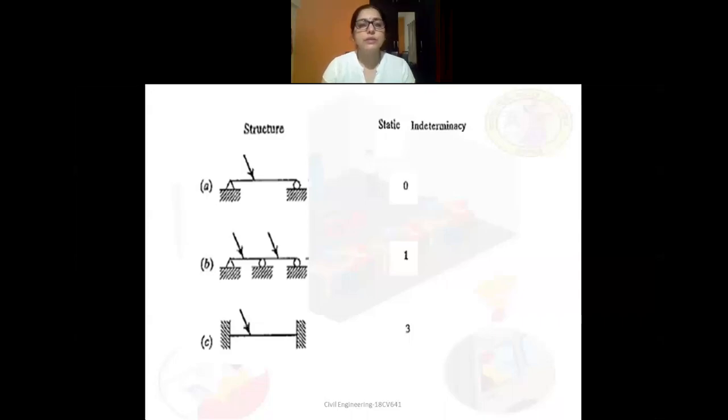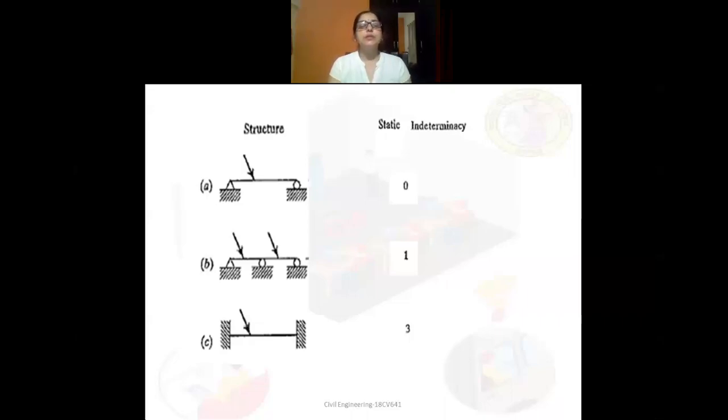The second problem, problem B, has one hinge and two rollers. At the hinge you have two reactions, one horizontal and one vertical, whereas at each roller you have one vertical reaction. So altogether there are four reactions, but the available equilibrium equations are only 3. So 4 minus 3 gives 1. So static indeterminacy is 1.